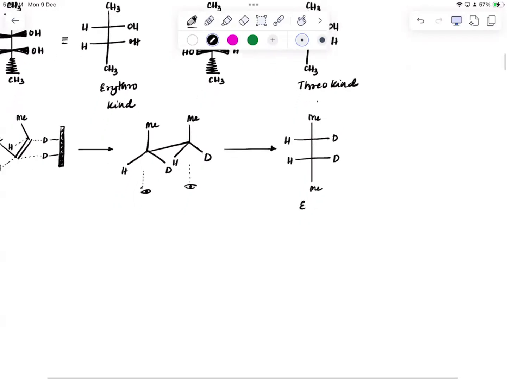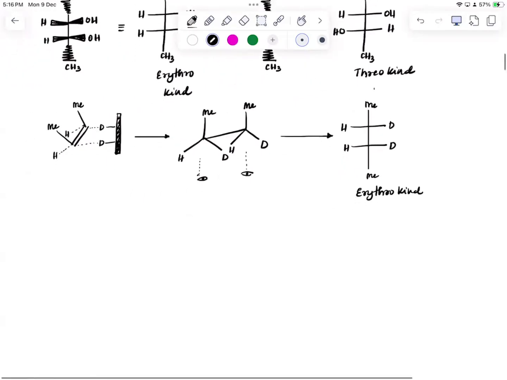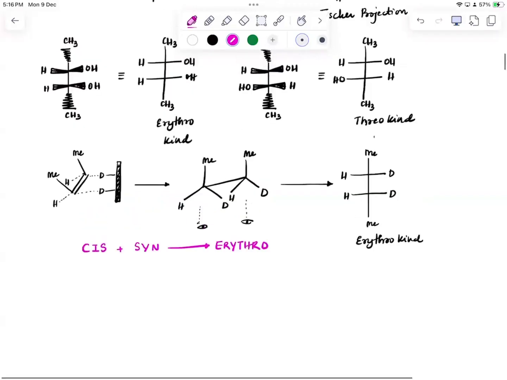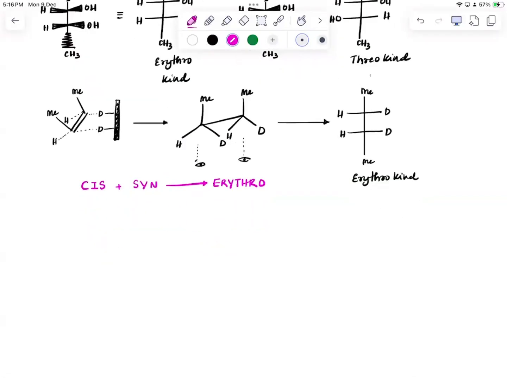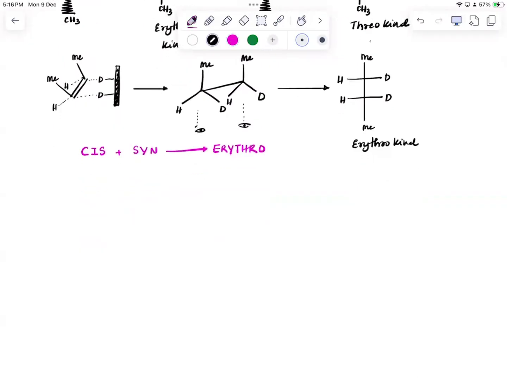And what are we getting here? Erythro kind. Which means if we analyze the stereochemistry, what I did here: I took a cis molecule, made a syn addition to generate erythro. Correct? This is what we did. So cis plus syn will always give you erythro kind. This is what we learned. Cis plus syn will give you erythro kind. Clear?